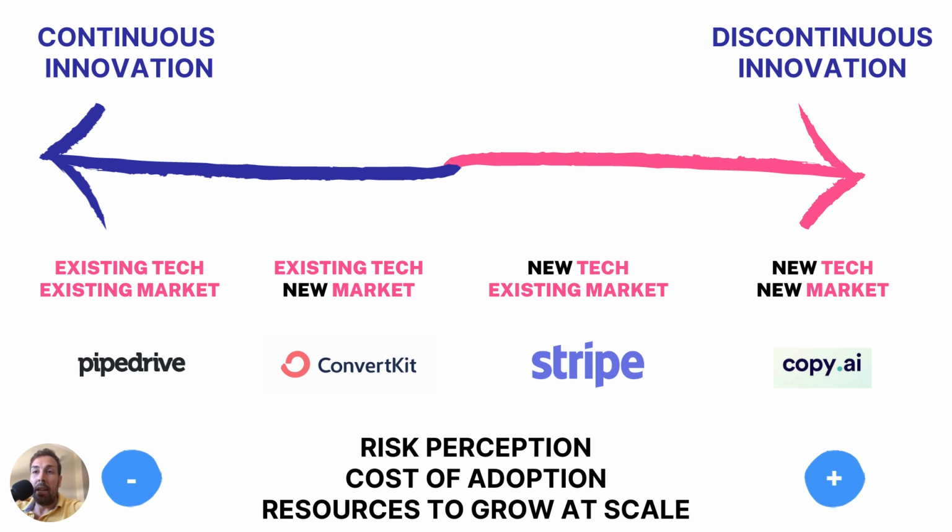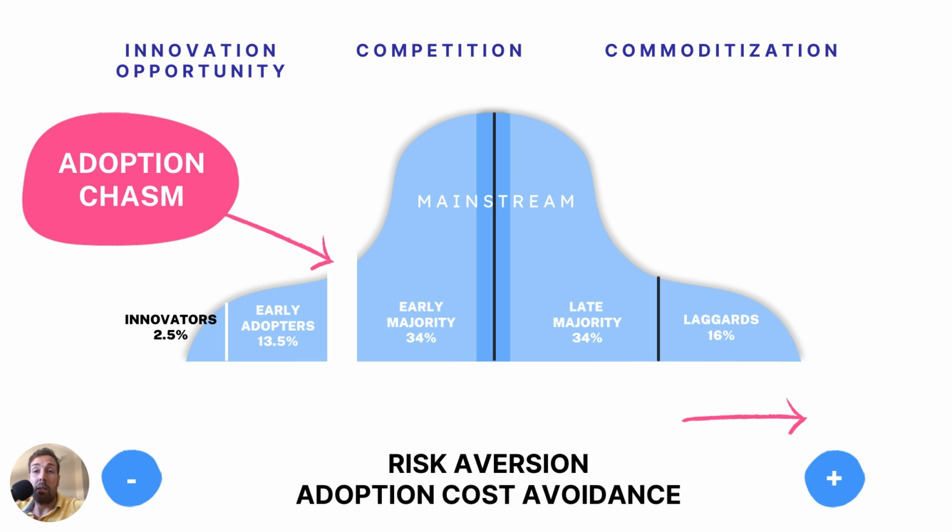So, and then we need to understand that the more on the right and the more discontinuous the innovation, the higher the risk perception, the higher the cost of adoption, and the more resources we will need to grow at scale. Then why? Because if we remember the profile of a market category with the technology adoption life cycle, there might be an adoption chasm. So the more discontinuous is our innovation, the bigger would be the adoption chasm.